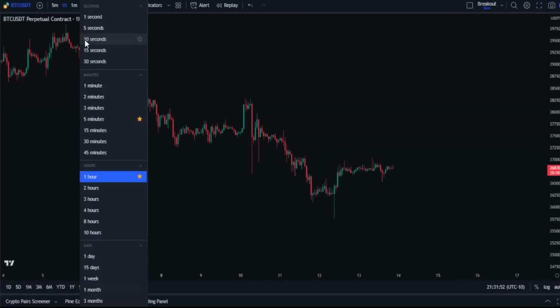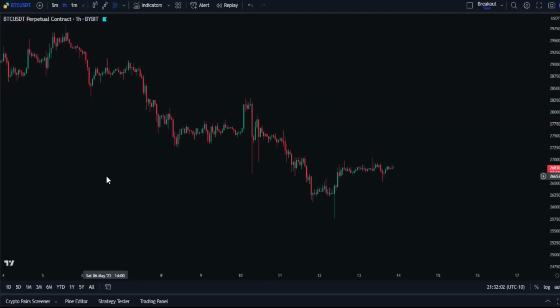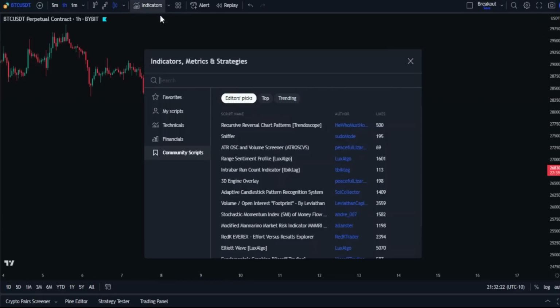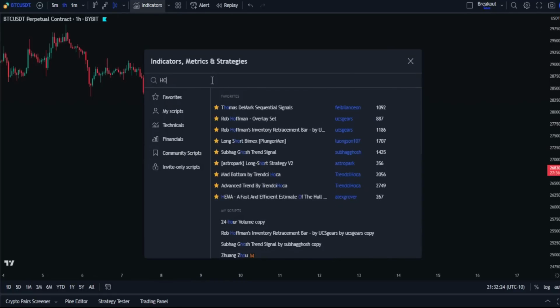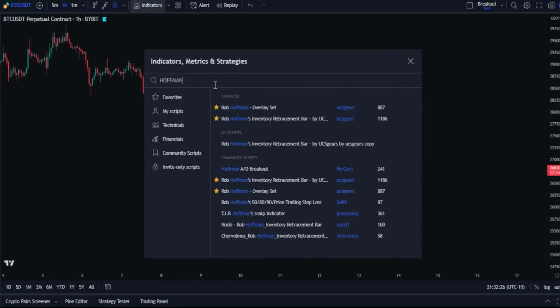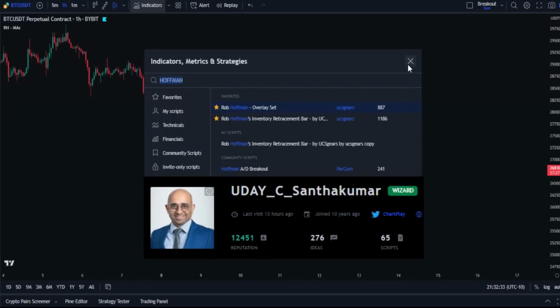This strategy works on several frames. It can be used from 15 minutes to 4 hours and more, but to get the best results, it is recommended to use it on 1 hour frame. After choosing the time frame, head to indicators and in the search box, type Hoffman. From the results, choose this indicator, which was created by Uday Santha Kumar.